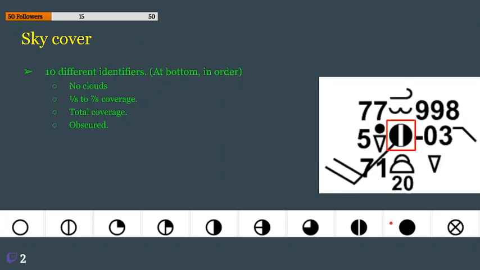Last but not least is your total coverage, which would be your 8 out of 8, which doesn't need a fraction. And then last but not least, your obscured. Obscured would be obviously with, say, a sandstorm or a thunderstorm. Well, rather, a thunderstorm would just be total coverage.